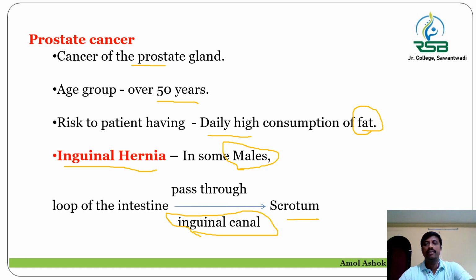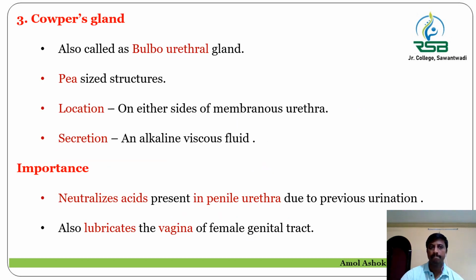So prostatic cancer is related with the prostate gland, and it is observed in the age group over 50 years, and the person having high consumption of fat may have a high risk factor for this prostatic cancer. So the presence of looped intestine which passes through the inguinal canal to the scrotum may lead to the development of prostatic cancer. Let us move towards the next accessory gland, that is the Cowper's gland.